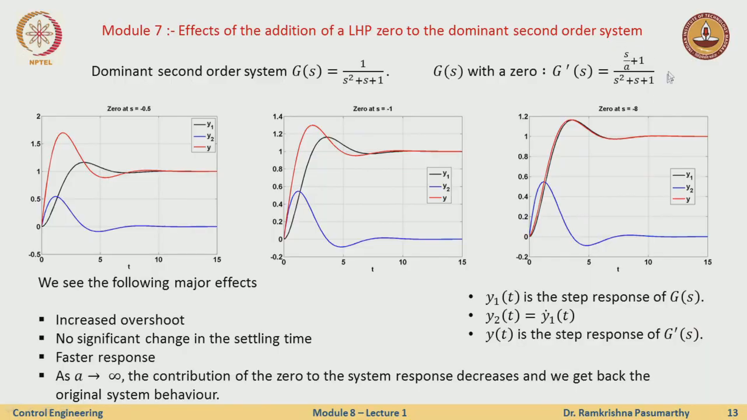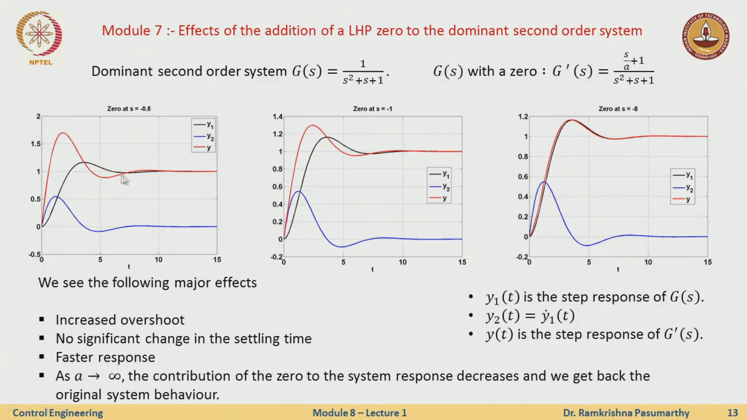If they are closer to the origin, is it good for me, or if they are further away from the origin, are they good for me? So this is the kind of response I am looking at. Let's start with this system and say I am adding a 0 at s equal to minus 0.5. This y1 is the step response of this system, and y2 is just adding a derivative, y1 dot, and y is the total response.